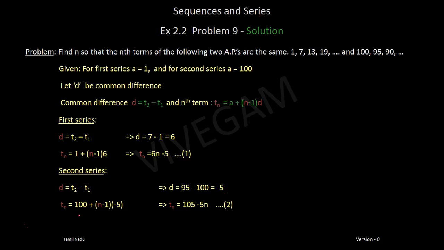Substitute all these values here. Tn equal to a, which is 100 here, plus n minus 1 into d. We calculated d as minus 5. So Tn will be 100 plus 5, since minus into minus becomes plus, that is 105, and then minus 5n. So Tn equal to 105 minus 5n. But we know the nth term of the first series and the second series are equal, which means 6n minus 5 will be equal to 105 minus 5n.